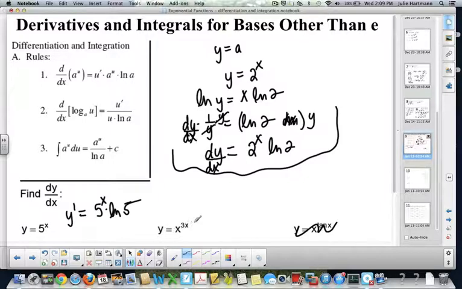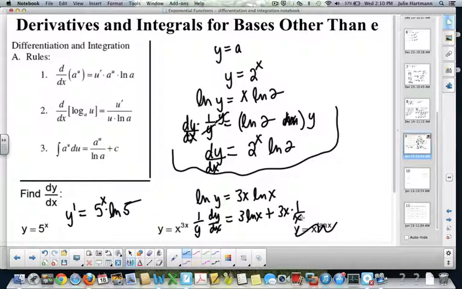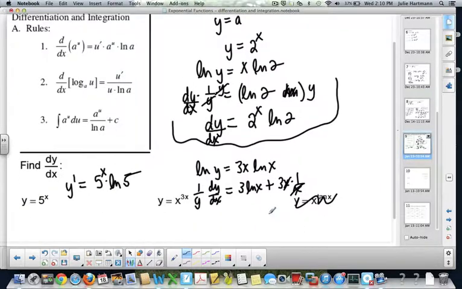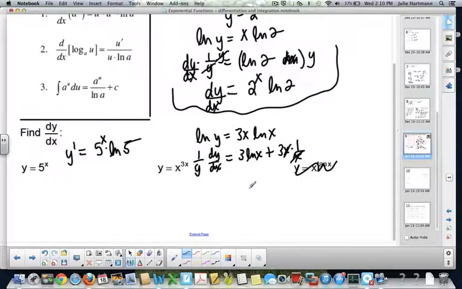Y equals x to the 3x, you would do ln of y equals 3x ln of x. All right, ln of y, you would have 1 over y dy dx. Here you have a product. Derivative of the first is 3 times the second plus the first, 3x, times 1 over x. Those x's cancel. So you have 3 ln of x plus 3 equals 1 over y dy dx.